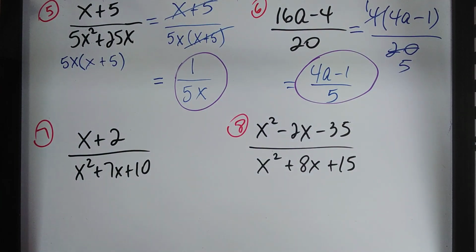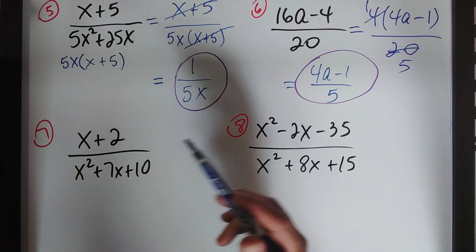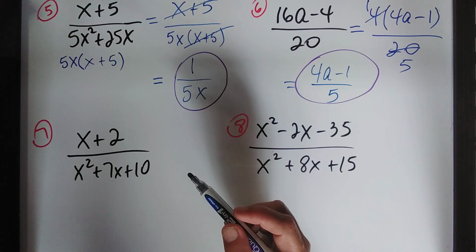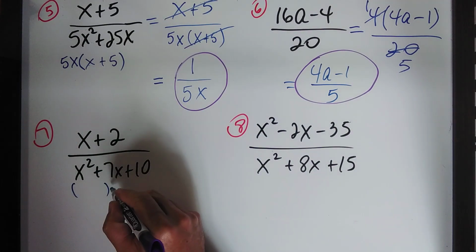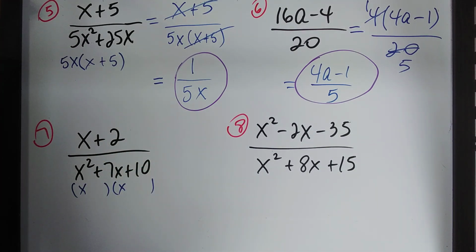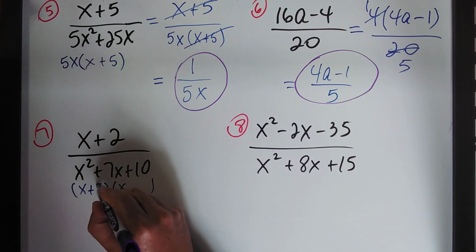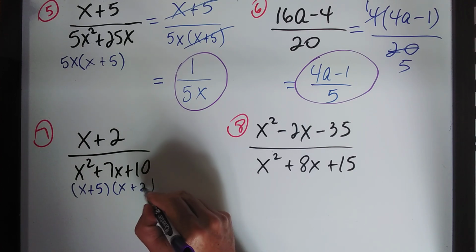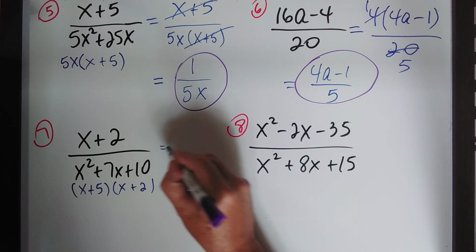So let's look at the next one now. I got x plus 2 over x squared plus 7x plus 10. There's nothing I can do about the top, but the bottom I know those are my trinomials, right? The easy ones. You can have x in both. And then two numbers that give you 10 when you multiply and add up to 7, that'd be 5 and 2. Positive 5 and positive 2. That's it.